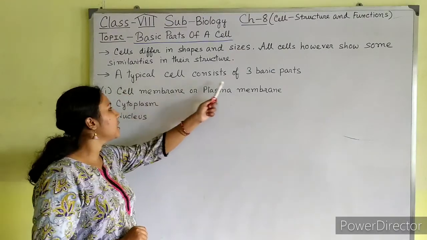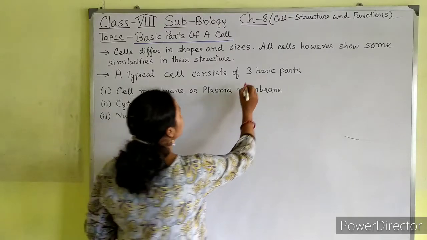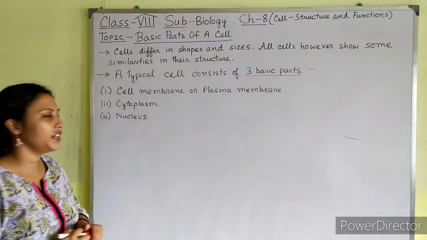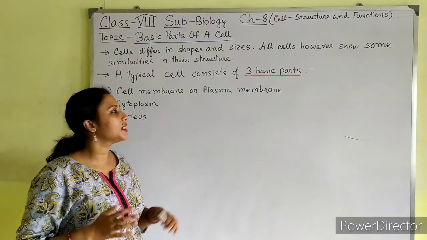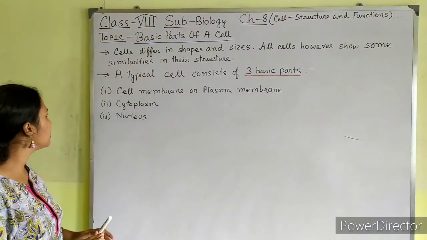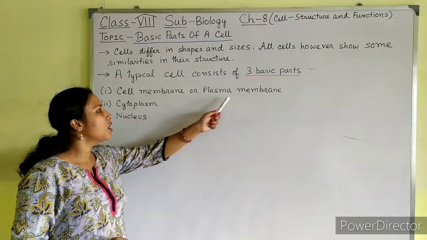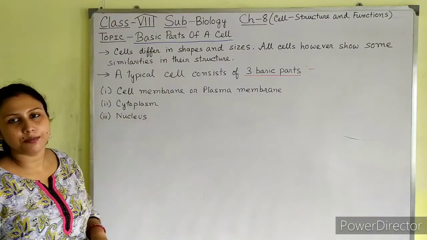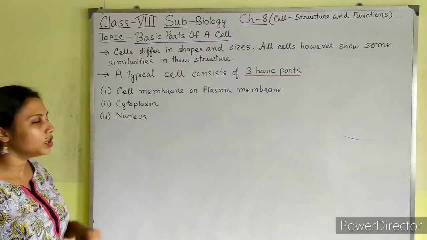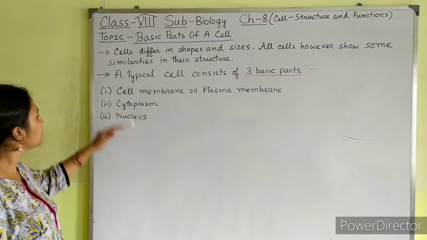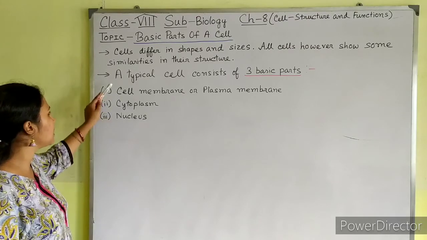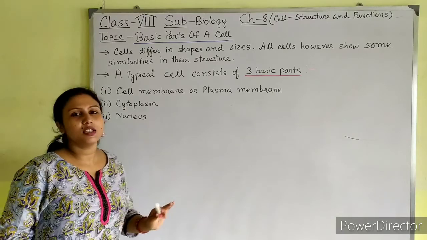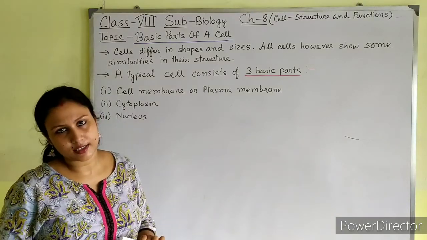A typical cell, whether it is a plant cell or an animal cell, consists of three basic parts. That is the cell membrane or plasma membrane. Next is the cytoplasm, and then the nucleus. So these three basic parts, that is cell membrane, cytoplasm and nucleus, are present in all cells.